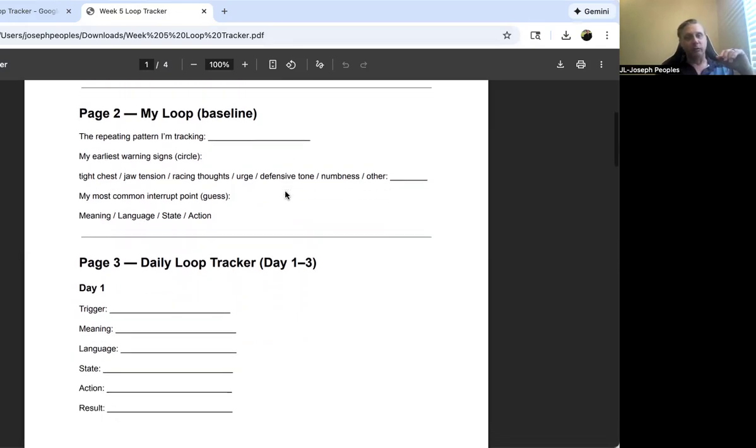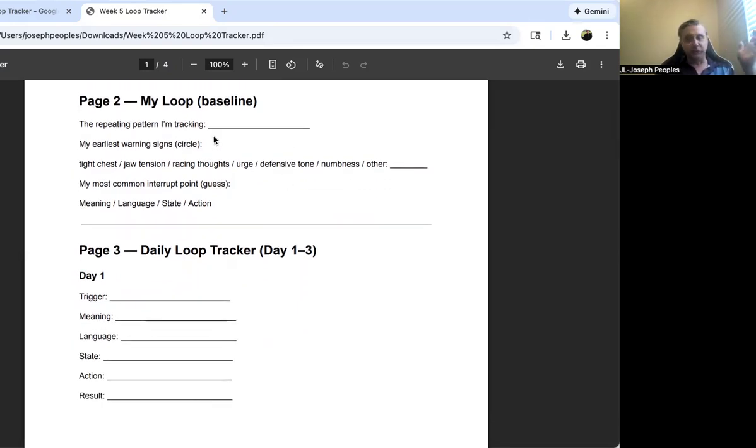Okay, so let's go to part two or page two. My loop, this would be your loop, the baseline. The repeating pattern I'm tracking is what? Whatever is unique to you, and be very transparent and honest here. My earliest warning signs are what? Is it a tight chest? Tension of some sort? Is it racing thoughts? Is it an urge? Is it a defensive tone, a numbness? Are you shutting down? It doesn't have to be any of these. It's whatever is unique to you.